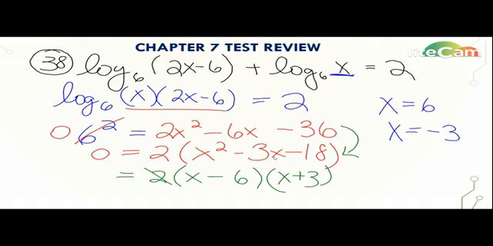Wait a second, the negative 3 doesn't work because that'll make an error in the calculator because there's no way that 6 can make a negative. So your answer is x equals 6.